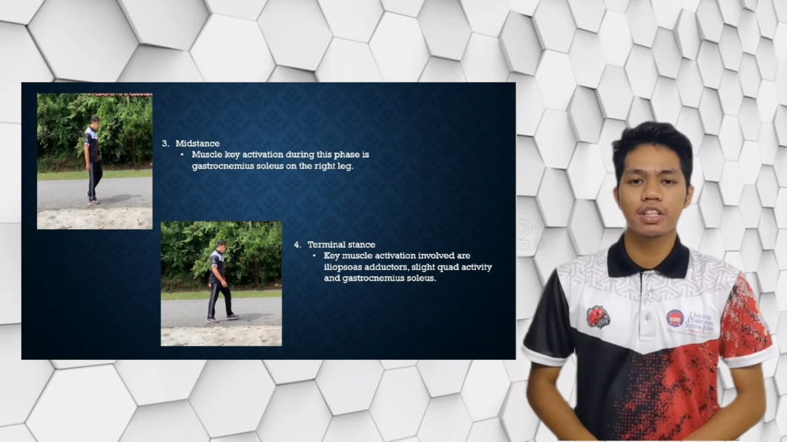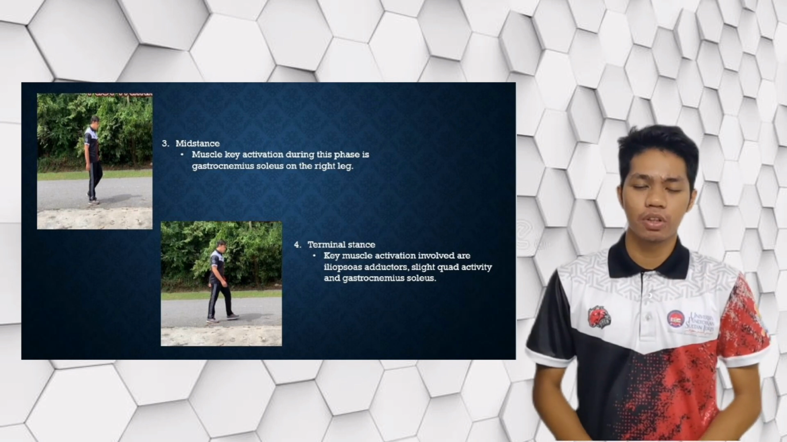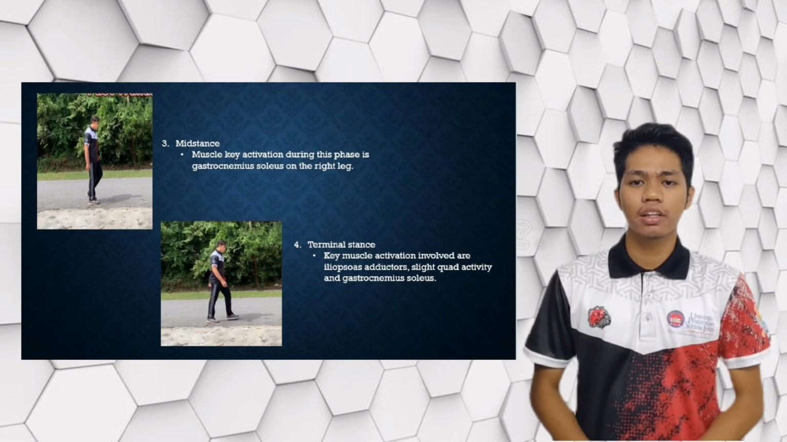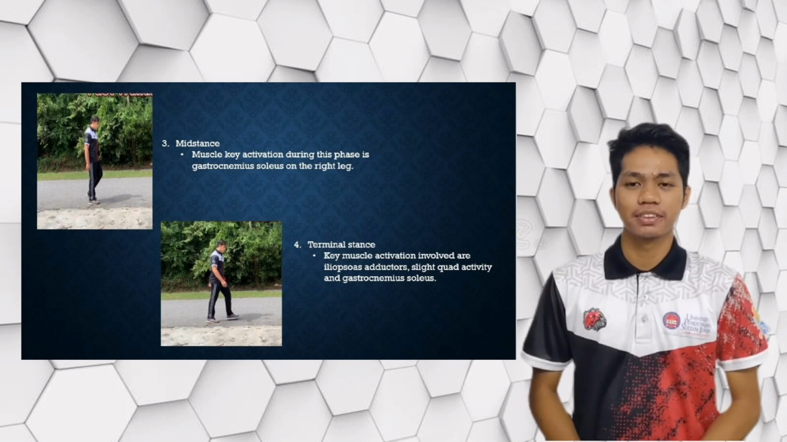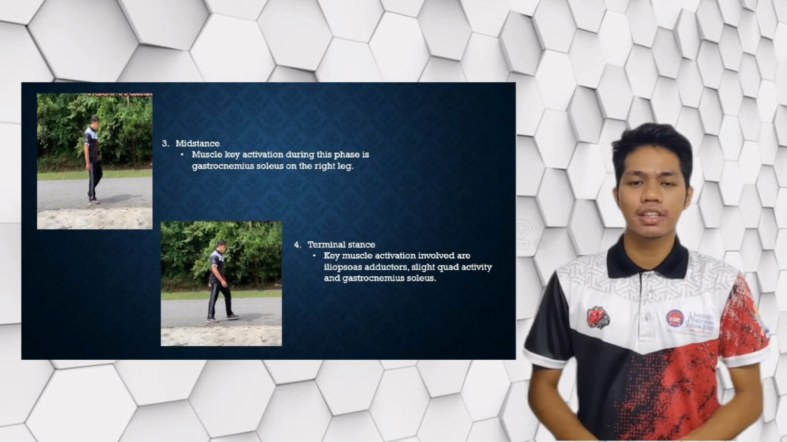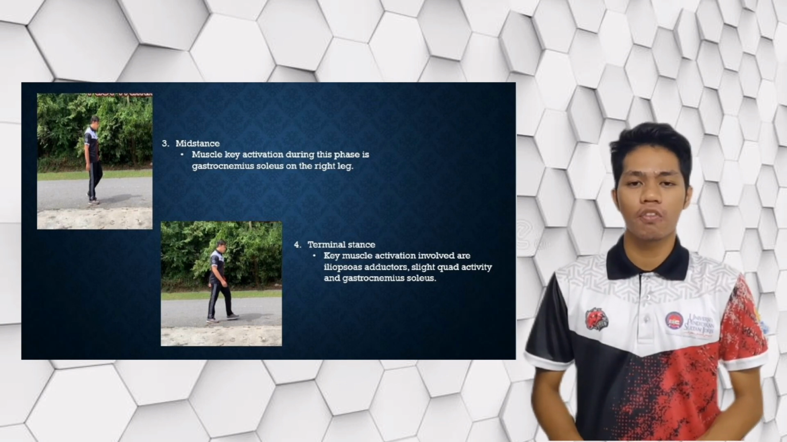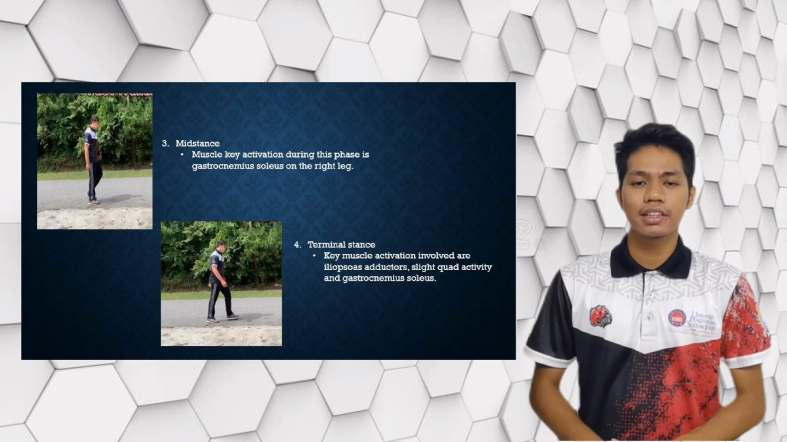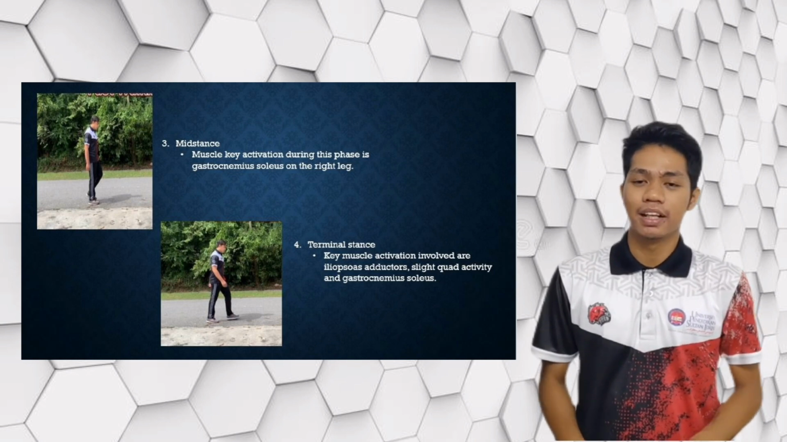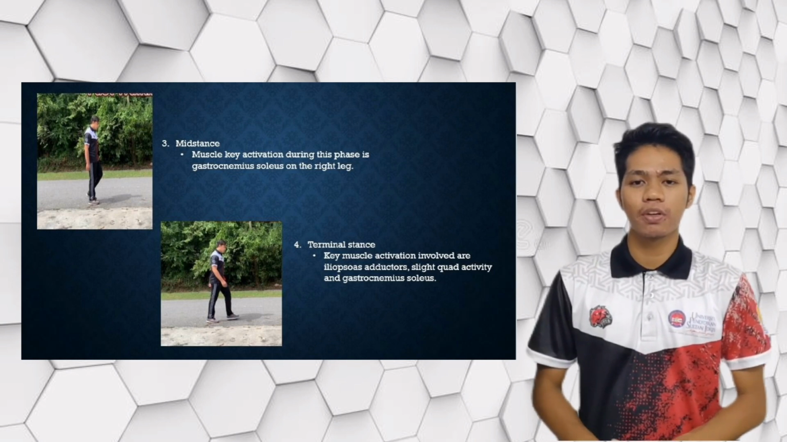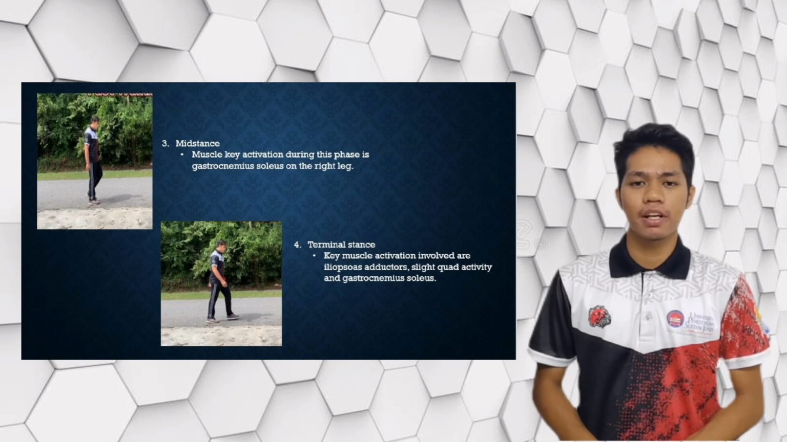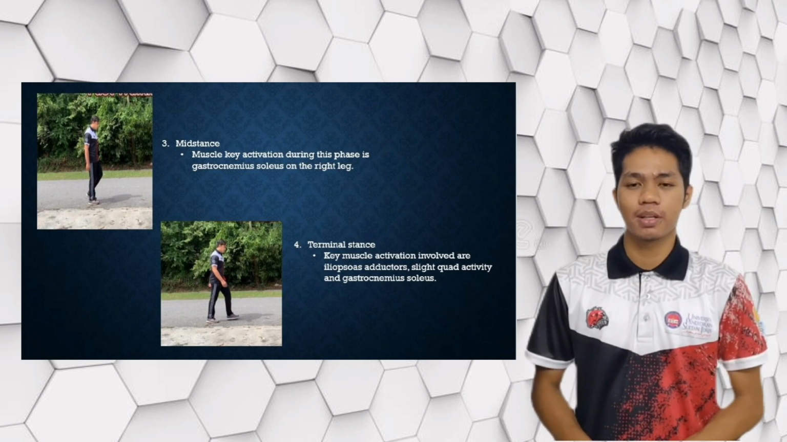Terminal stance begins when the center of gravity is over the supporting foot and ends when the contralateral foot contacts the ground. During terminal stance, around 35% of the gait cycle, the heel rises from the ground. Thus, pre-swing corresponds to the gait cycle's second period of double limb support.